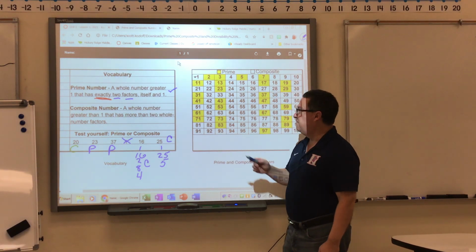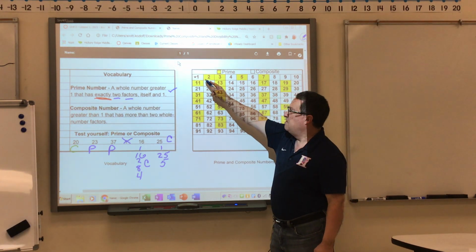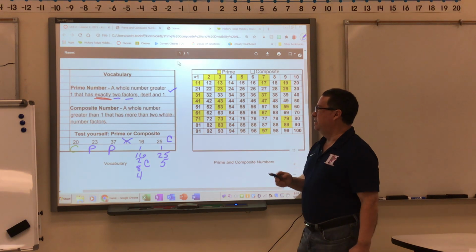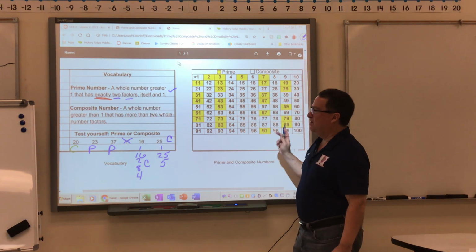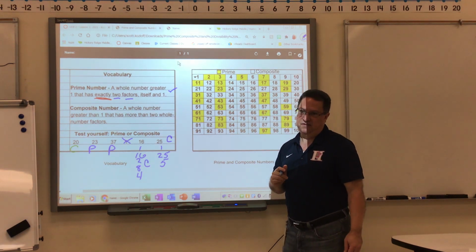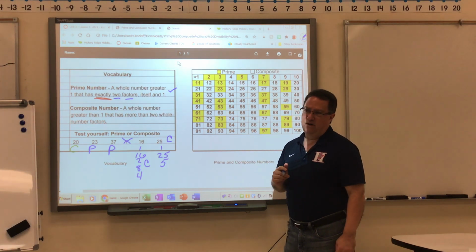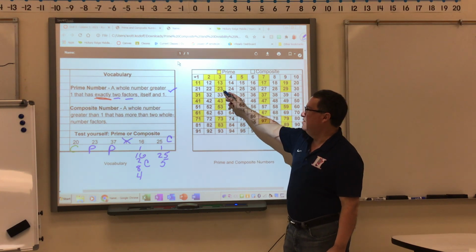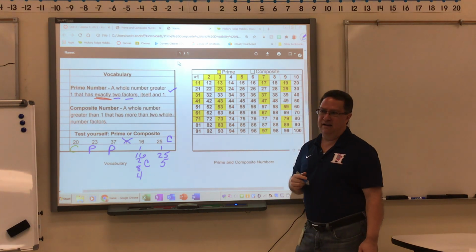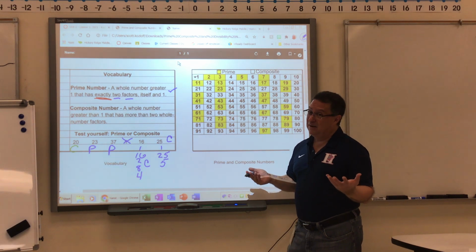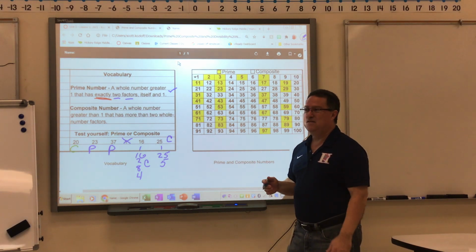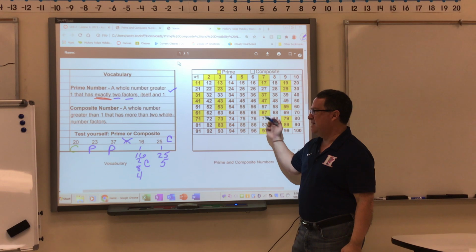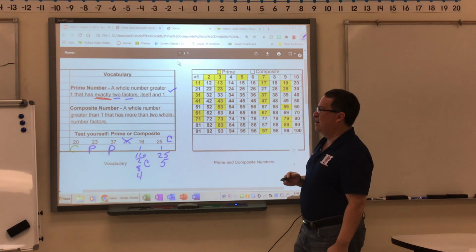What I've also done for you is given you a chart from 1 through 100, and I have highlighted all of the prime numbers. Please keep your notes together. If you print this, it's just going to kind of look gray, but if you look on the computer, you can see that they are all highlighted. If you have a color printer at home, they'll stay yellow. Otherwise, they're going to be kind of grayish. But these are all the prime numbers.